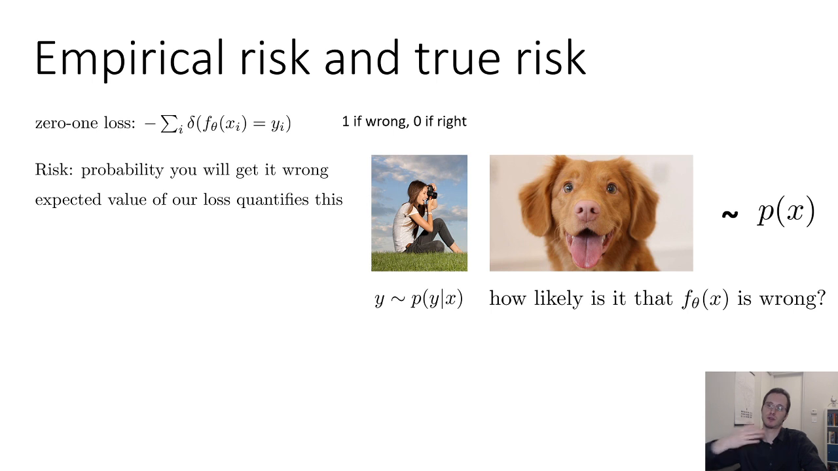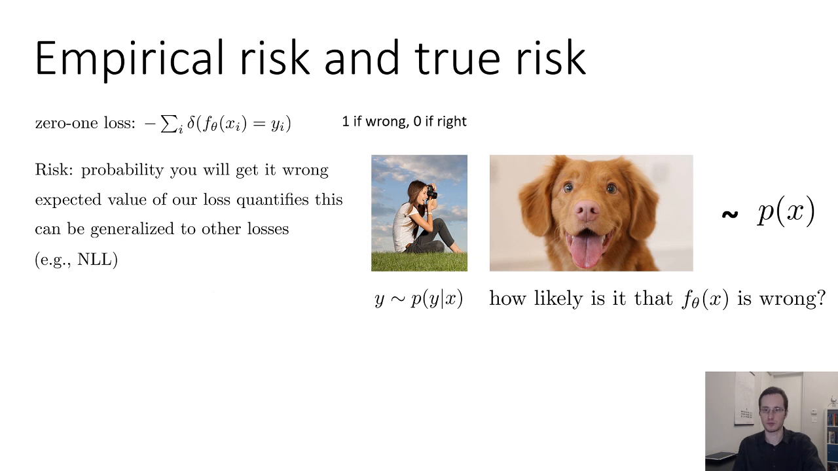Now, this is all for 0,1 loss, but you can generalize this notion to other losses. You can say that, well, if for the 0,1 loss, the risk is the expected value of the 0,1 loss, you could say that for some other loss, it's just the expected value of that loss. It no longer has this nice interpretation of being the probability that you'll get it wrong, but it's still a number that you can quantify.